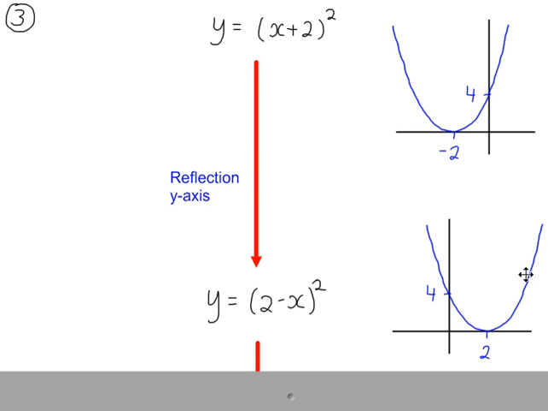After a reflection in the y-axis, we have the following graph. So the minus 2 here becomes plus 2, so replace the x with minus x. So you're changing the sign of any x coordinate, so the minus 2 becomes plus 2. Y coordinates remain unchanged.